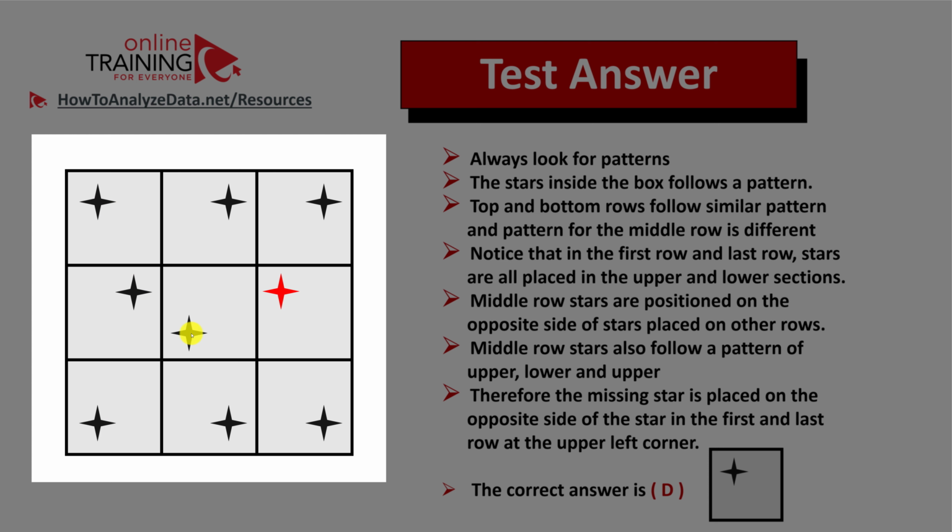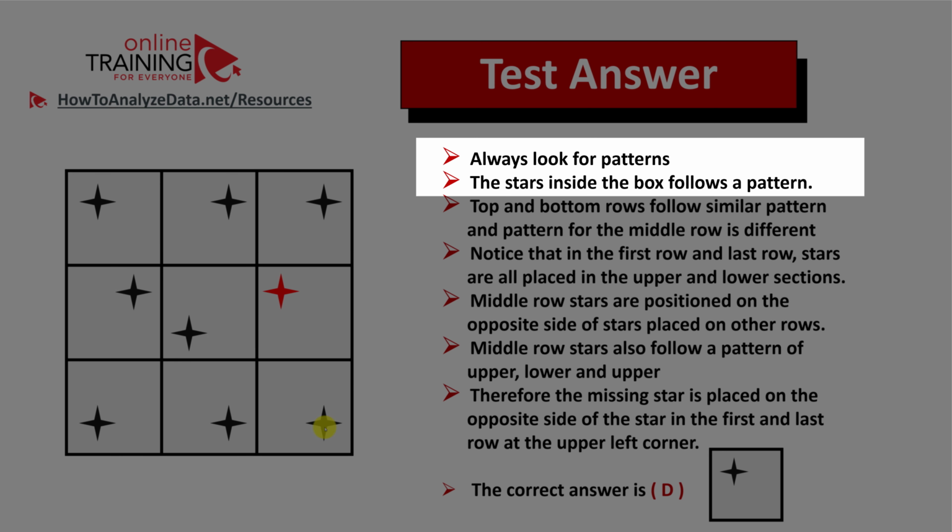Same thing happens in the middle column, and then assuming that we figured out the pattern, you will see that the same pattern will be applicable in the right column as well. This is why the missing star is placed on the opposite side of the stars in the top and bottom rows. Let's recap. Always look for patterns.